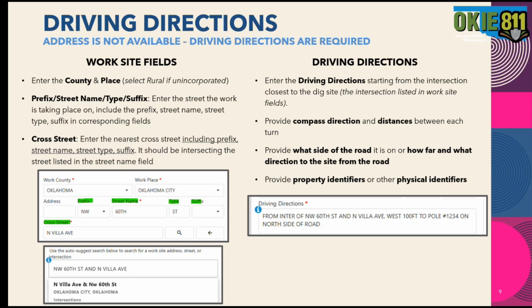So an example of some good driving directions that are both simple and clear, but give us the information that we need, is: from the intersection of Northwest 60th and North Villa Avenue, west 100 feet to the pole number 1234 on the north side of the road. I've got a starting point. I've said how far to go. I've got a reference point, a property identifier, and a number, and I'm telling them what side of the road it's on. It's very simple, very clear instructions on how to get them to the site and what they're looking for.